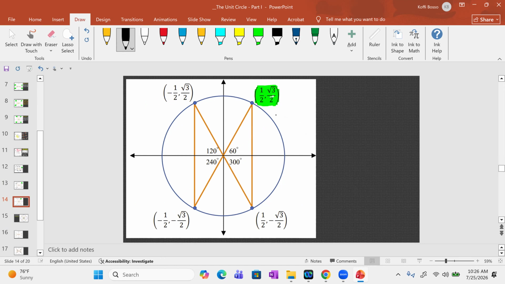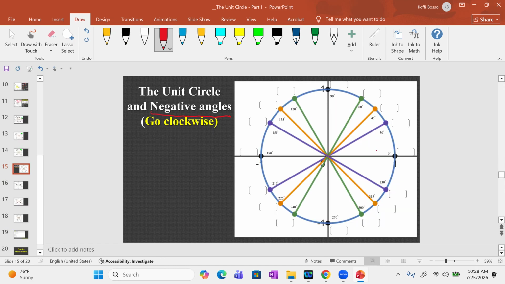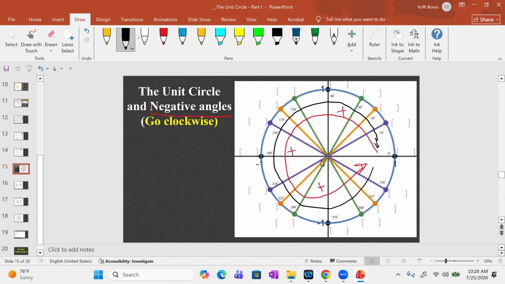Same thing for this one. When we move like this, the values are positive. Now, if we go backward, like this, the values will be negative. So you can figure this out. That means that here, instead of 330 degrees, it will be negative 30 degrees. Now, for 315 degrees, it will be negative 45 degrees.